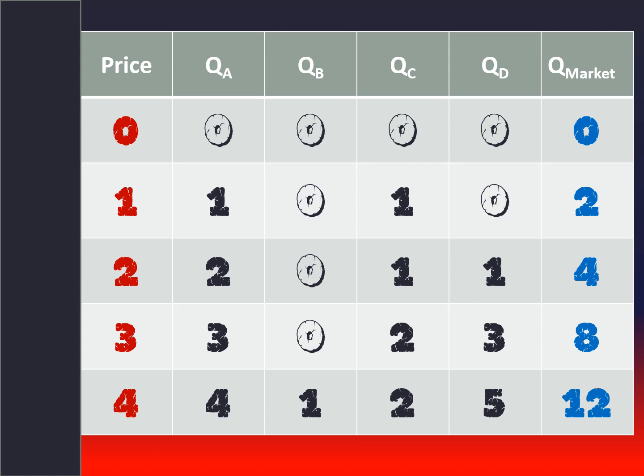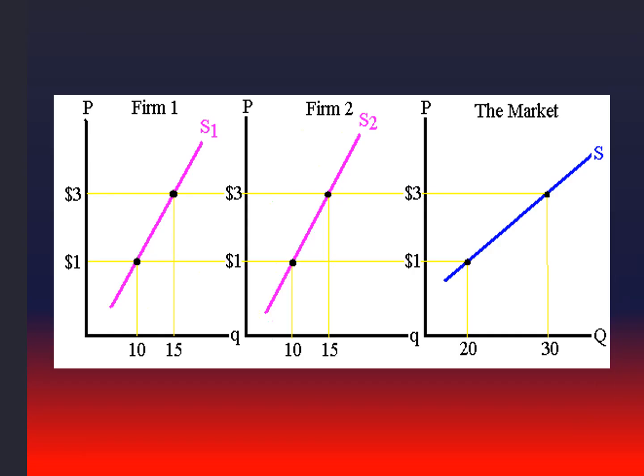This is our supply schedule. We can use it to put together the entire market supply curve from this information by holding prices constant and then seeing how much each firm would be willing to supply at those prices. You can do the exact same thing here, but with supply curves.